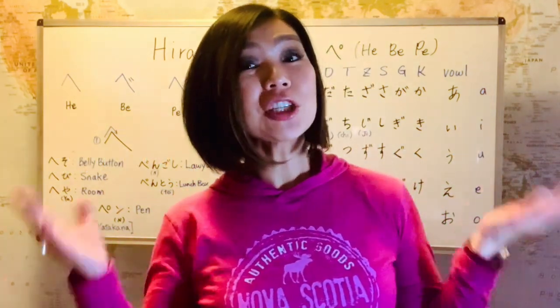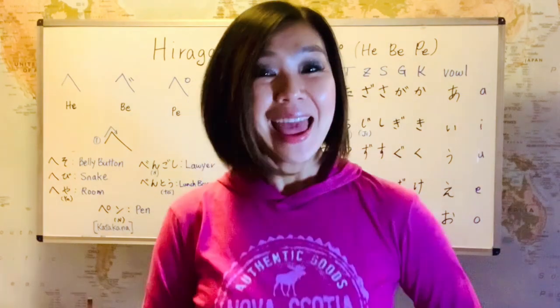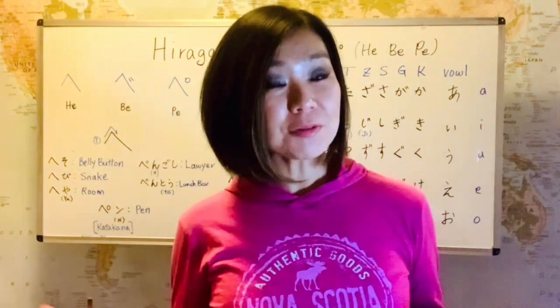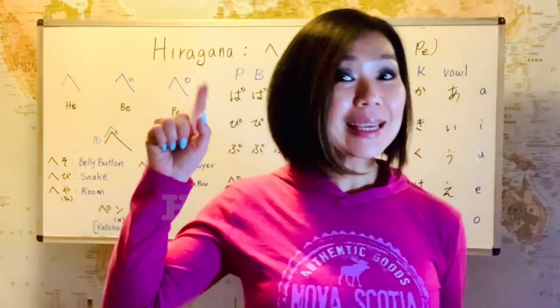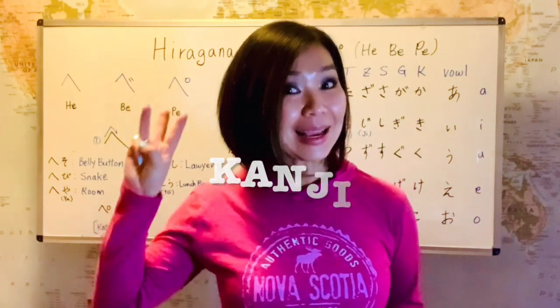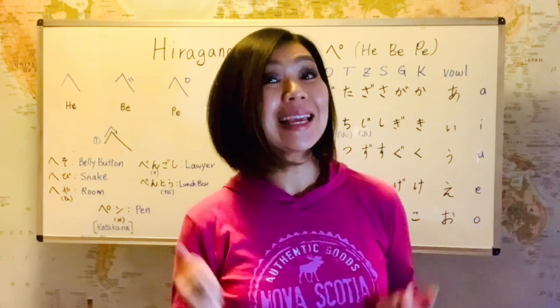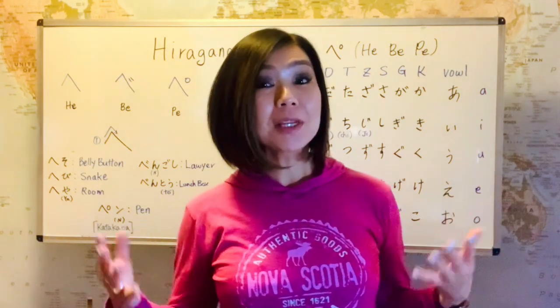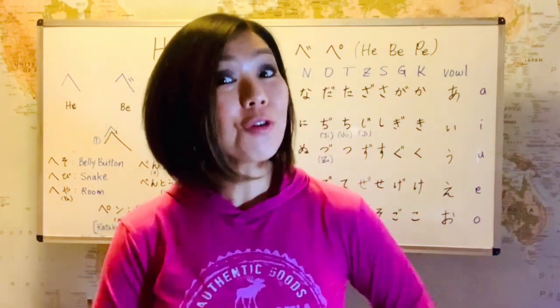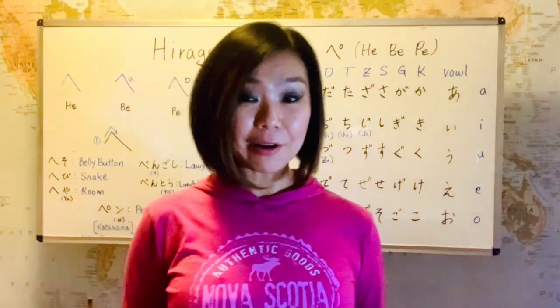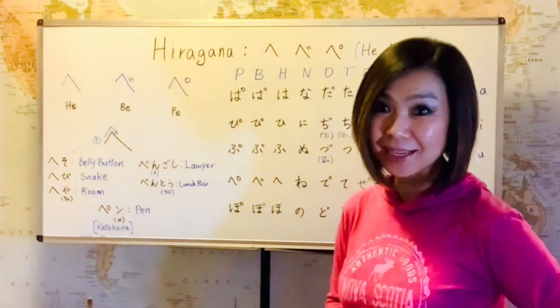Today we're going to learn how to write Japanese. And there are three different types of writing in Japanese, right? Hiragana, katakana, and kanji, which is Chinese characters. And we started learning hiragana. Remember, Japanese is phonetic, and there are 46 basic characters in hiragana.